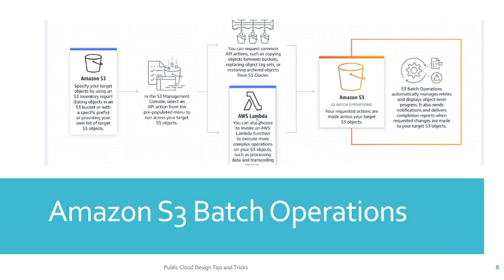You can use AWS Lambda as well if you have any complex operation that you want to do. And then Amazon S3 batch operations will be used to perform the requested actions on your target S3 objects, from your source to your target.